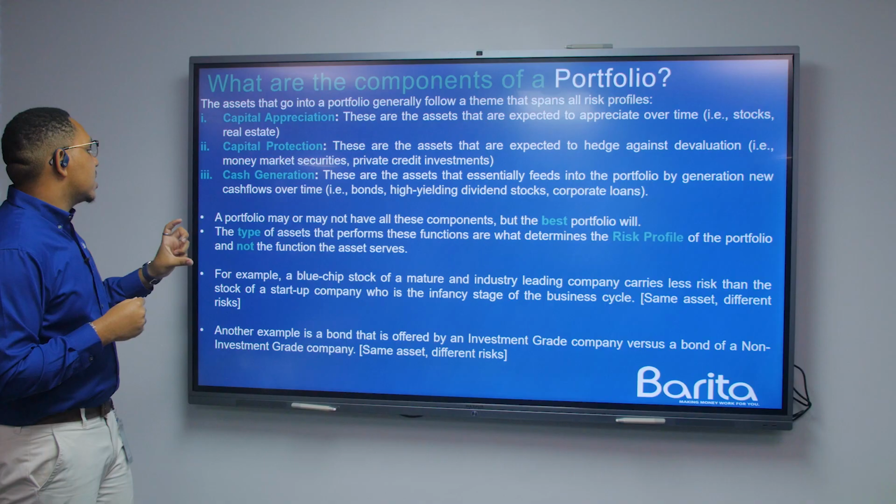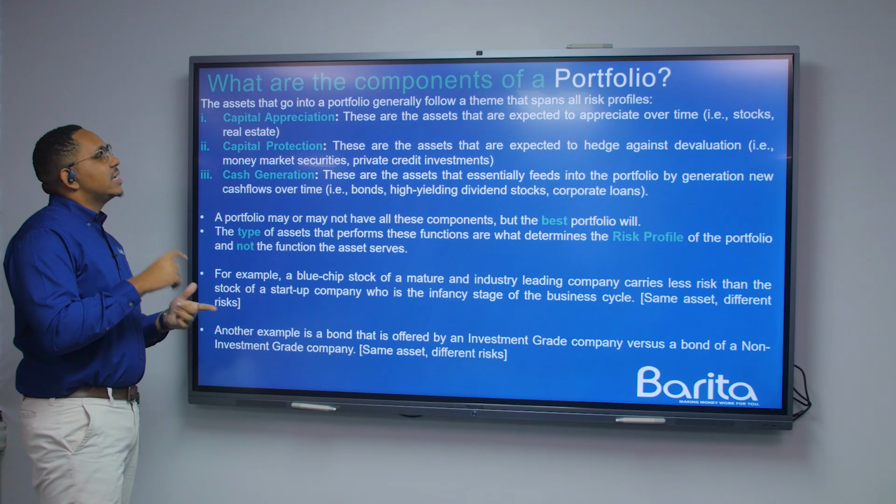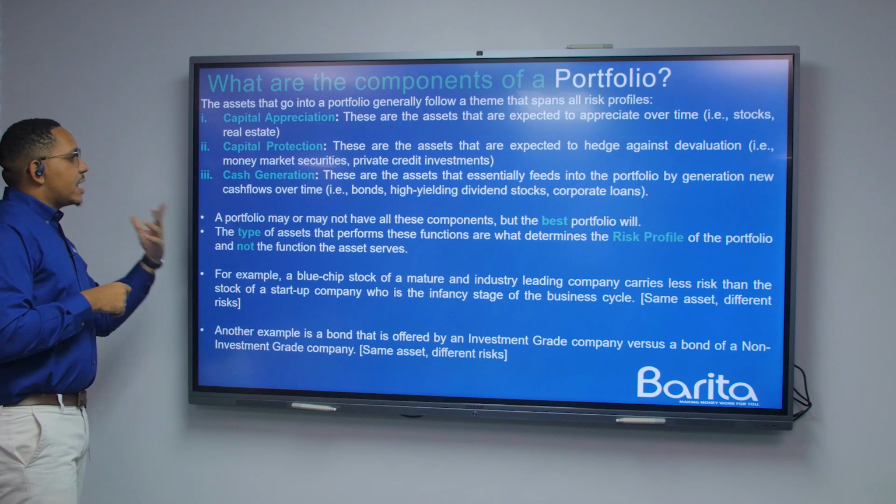Now, the themes behind a portfolio are really capital appreciation, capital protection, and cash generation. Capital appreciation refers to those assets that are expected to appreciate in value, such as stocks or real estate. Asset prices in terms of housing go up generally. You hardly ever hear that property value goes down unless it's some severe circumstance.